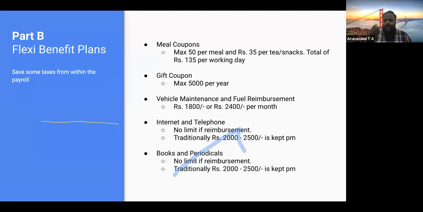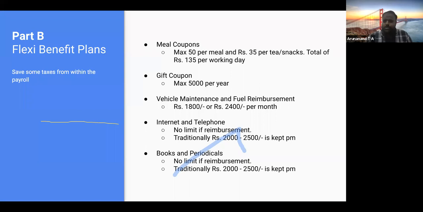Okay, and vehicle maintenance reimbursement. If you have a vehicle of, I forgot the CC, below a particular CC, if you have a vehicle in your name, there is a provision that you can give 1,800 rupees for that. And if it is above that CC, it is 2,400 per month. This also includes fuel reimbursements and internet and telephone. There is no limit in case of reimbursement. Traditionally, companies give 2,000 to 2,500 every month.